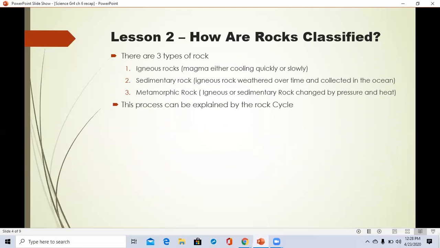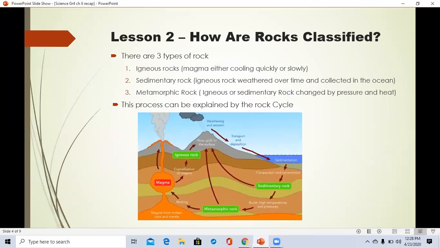Now, these rocks can be explained by the process of the rock cycle. Rocks come from magma. Any type of rock comes from magma. It gets pushed up through the tectonic plates that move, and volcanoes form. Out of these volcanoes, rocks spew out, and that is igneous rock.